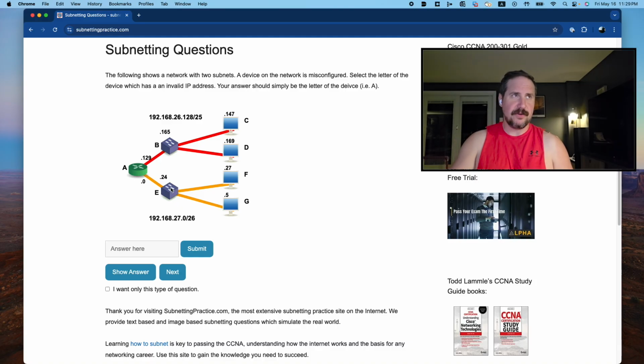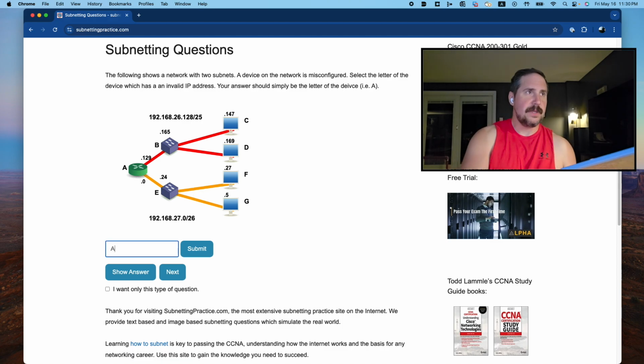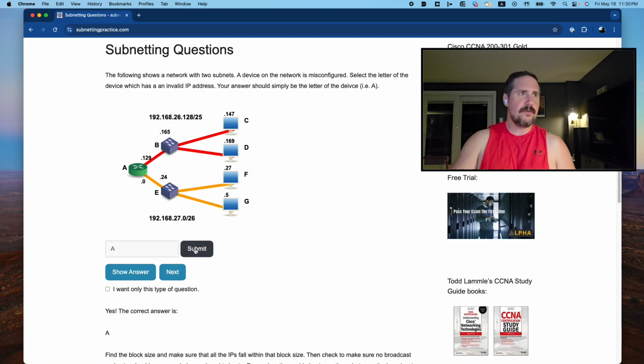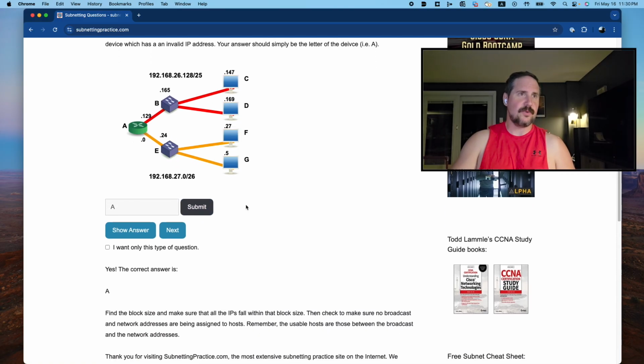Let's look at the others though. .24 seems to make sense. It's in the range. .27 is in the range. .5 is in the range. And they don't occupy the broadcast or network address. So I'm going to say the answer is A. Let me just do that. Come on. Yes, that's correct.